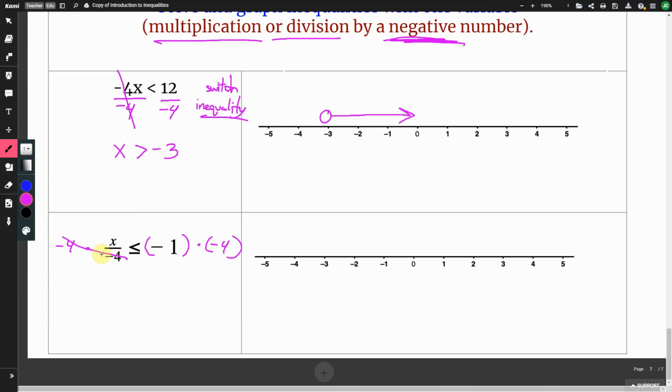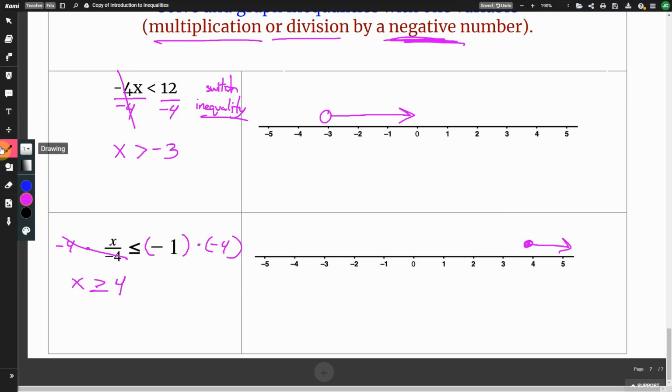So again, this side cancels out. We're left with x is less than, oh nope, I already messed up, see? Is greater than or equal to 4. Okay? Because when you multiply by a negative number, your inequality has to switch. Okay? So then, you have x is greater than or equal to 4. And that's pretty much it.